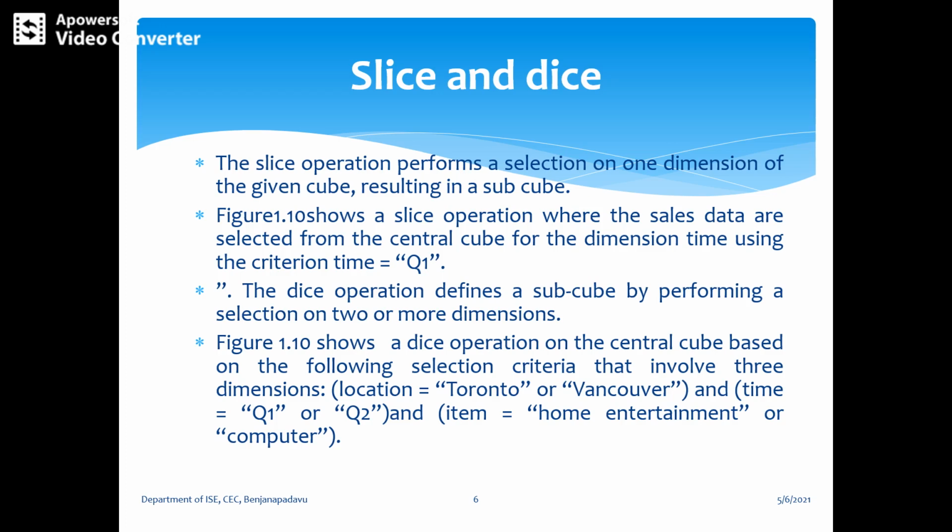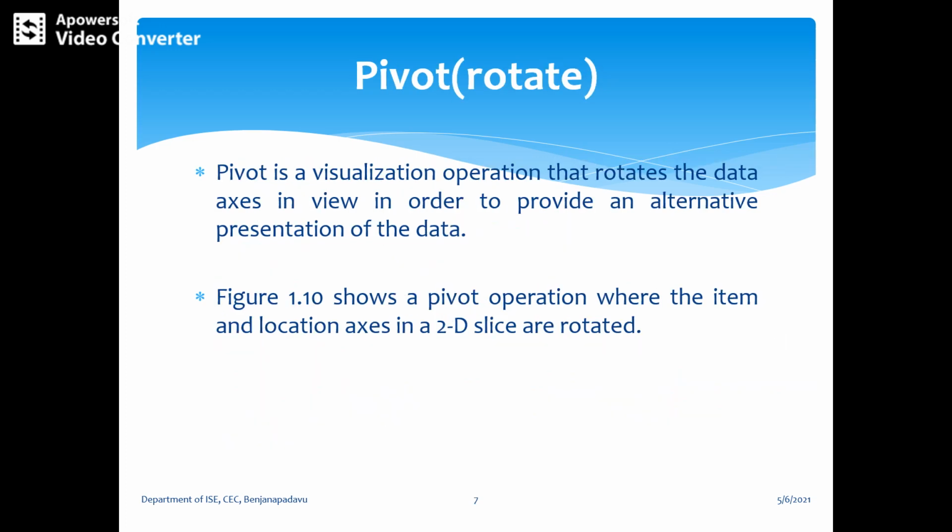Next we will move on to the last and very simple part, which is pivot, or rotate. What is the specialization of rotate? Pivot is a visualization operation that rotates the data axes in view in order to provide an alternative presentation of the data. That is its specialty.